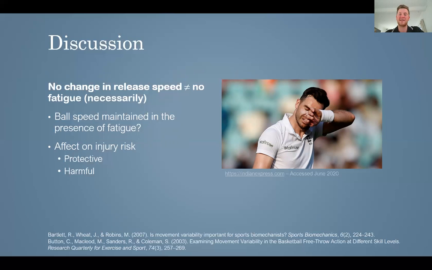And if this is the case, then there are 2 potential effects that this could have on the risk of injury. The first is that if the subconscious change in movement pattern is to avoid overloading of the same tissues, then this could be a protective mechanism. But if these new tissues that are now being loaded are not sufficiently prepared, then this could be quite harmful.